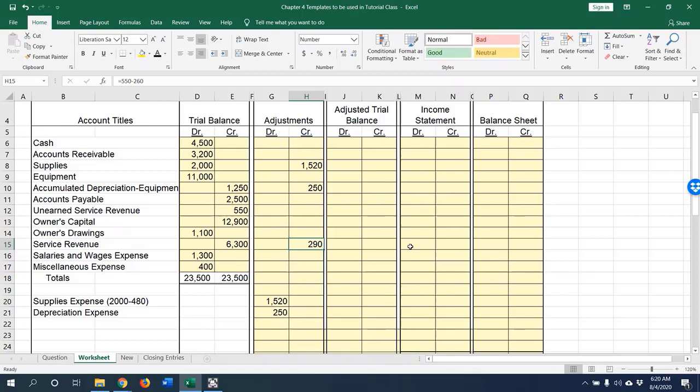Okay, so service revenue, from chapter 3, the journal or adjusting entry for unearned revenue earned is service revenue credit and unearned service revenue debit by the same amount. So we will debit unearned service revenue by 290 and credit service revenue by 290. So again, we have prepared the third adjusting entry in the worksheet. Okay, service revenue credit by 290, unearned service revenue debit by 290.